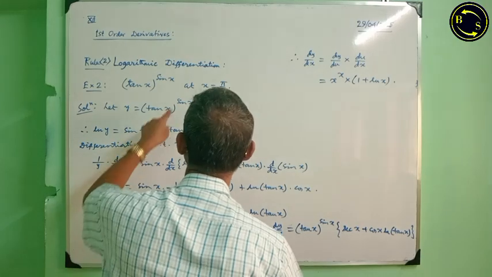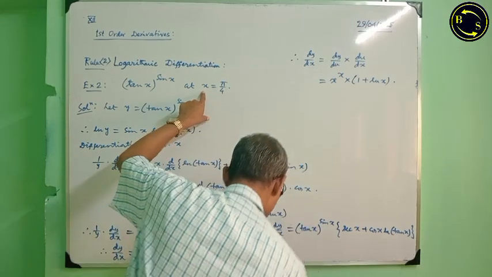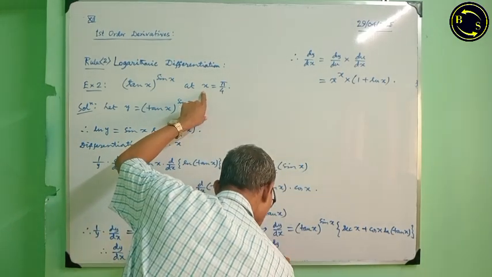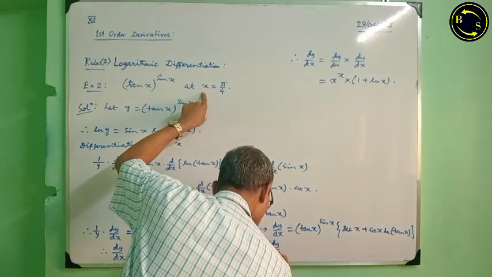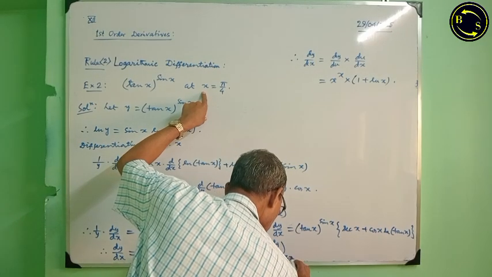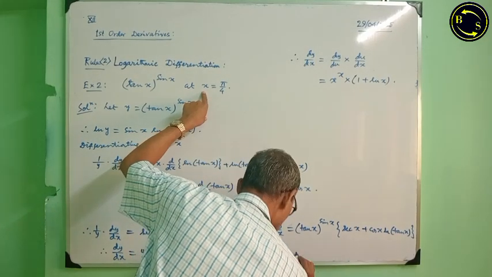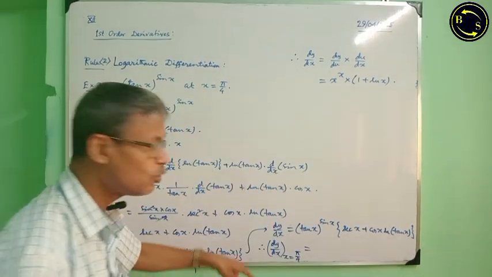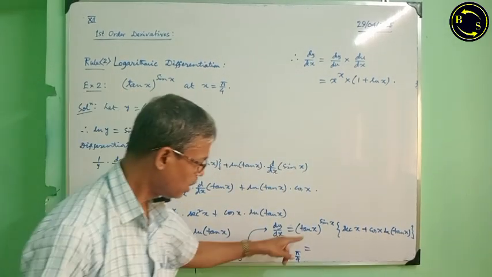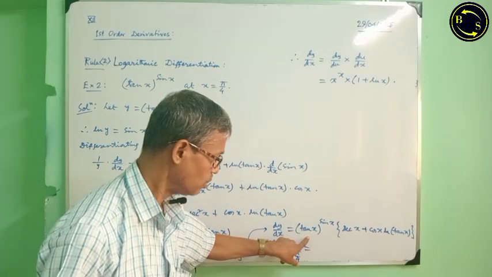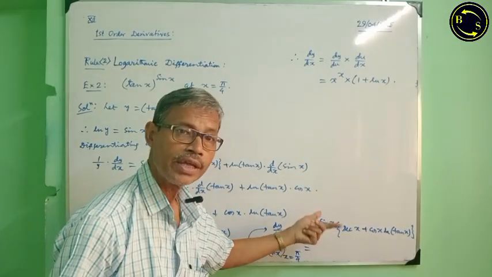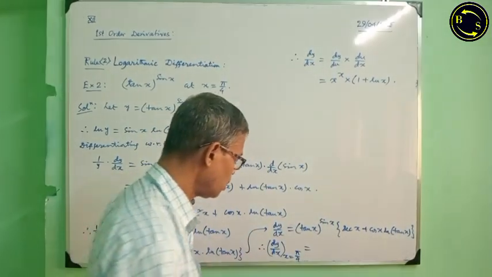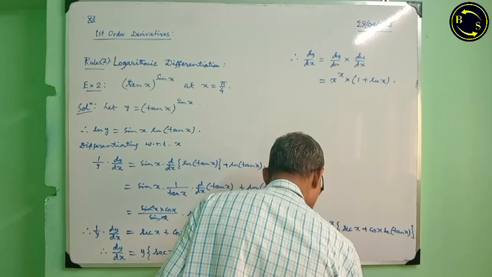Therefore, finally, dy/dx at the point x equal to pi by 4. We put x equal to pi by 4. tan pi by 4 means 1. To the power anything, that will be 1. Therefore, this is 1.